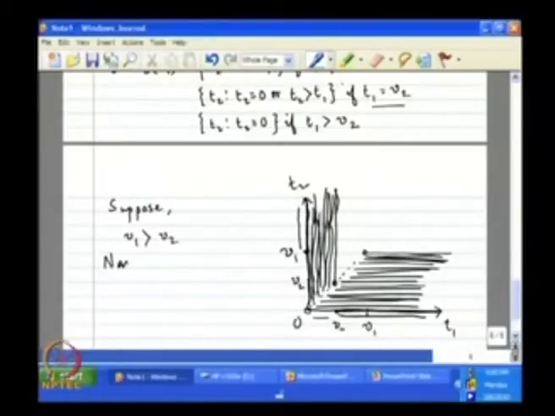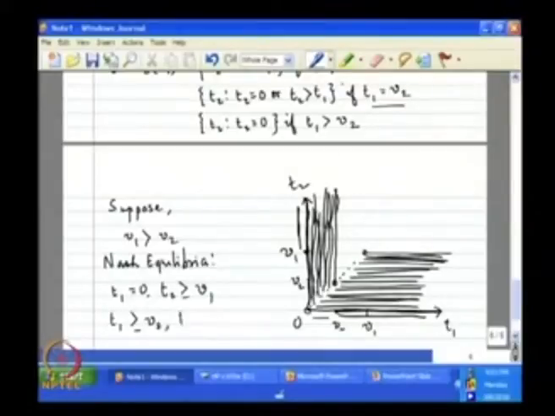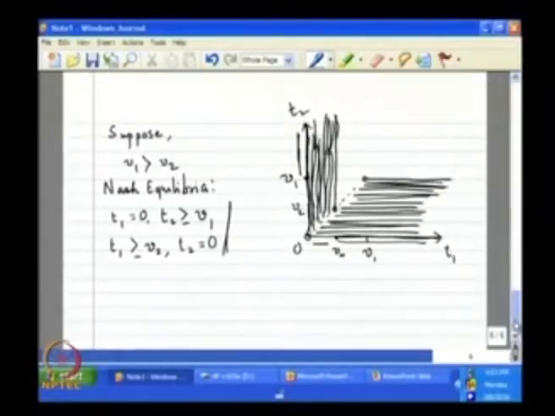So, Nash equilibria: T1 is equal to 0, T2 is greater than or equal to V1, we are talking about this, or T1 is greater than or equal to V2, T2 is equal to 0. So, there are two sets of Nash equilibria here. In particular, there are infinite number of Nash equilibria.